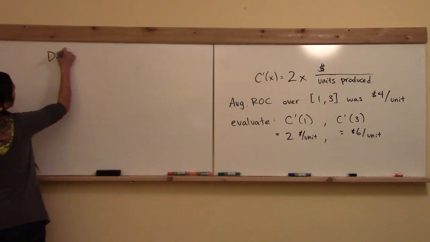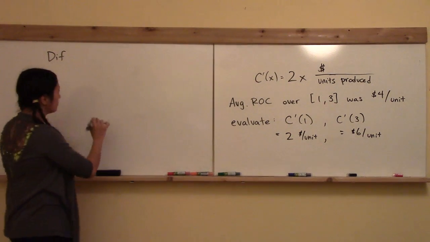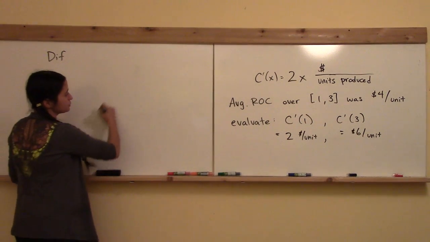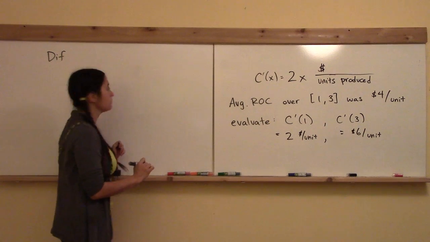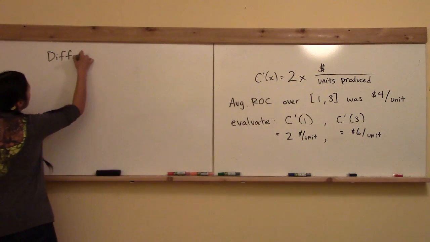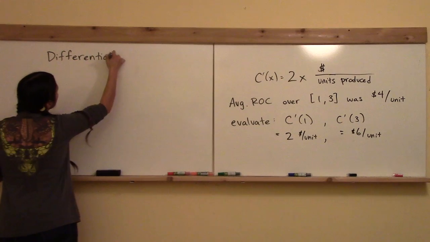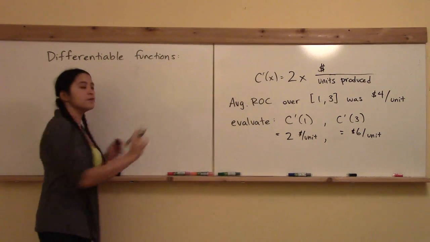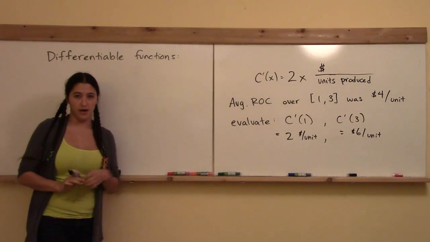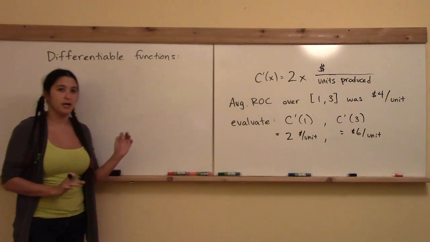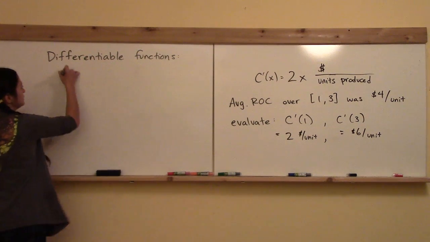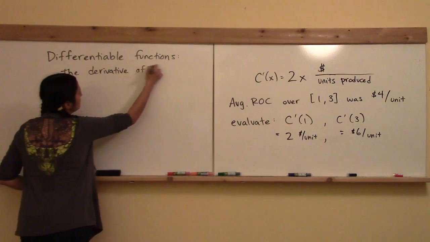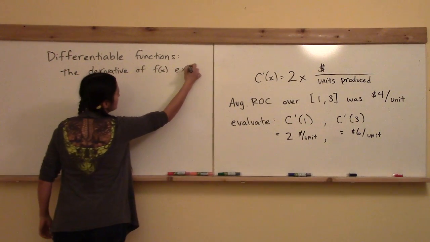Okay, so we talked about continuity a little bit before, and we already said that a continuous function is a kind of function that you can draw without taking your pen off the page. Now we're going to talk about what it means to be differentiable. Differentiable functions have a derivative that exists. So if I say that a function is differentiable, it means that the derivative of f of x exists.